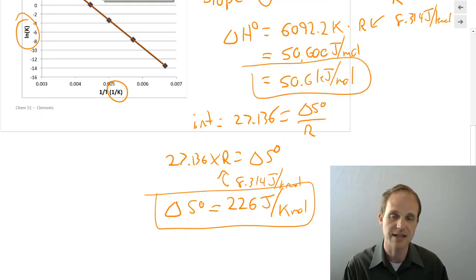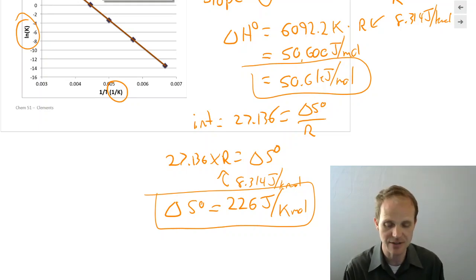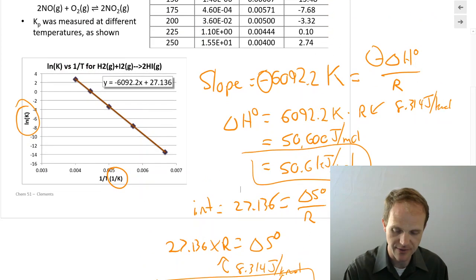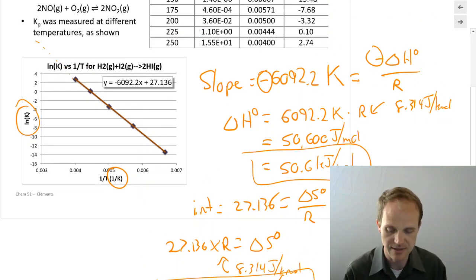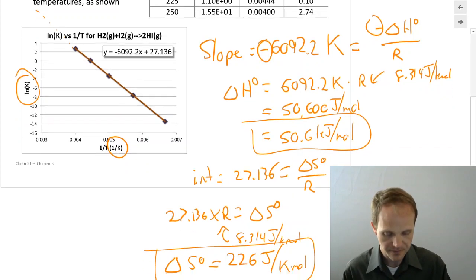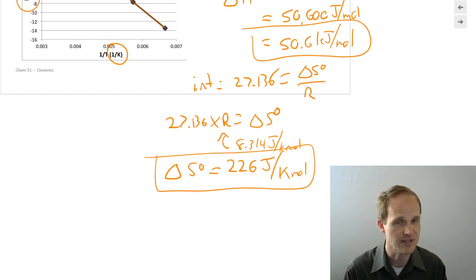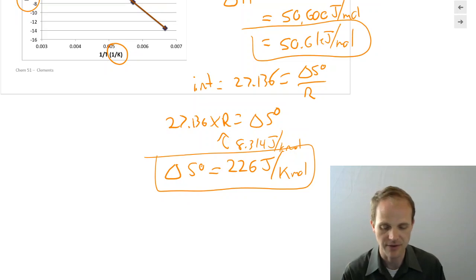Now it turns out the delta H value is much more reliable from these plots than the delta S value, because for delta S, I've got to extrapolate all the way over to the zero axis, which doesn't come very easily. So it's not generally considered a super reliable result, but it'll at least get you in the rough ballpark. But the delta H's from this tend to be very, very good and very precise.